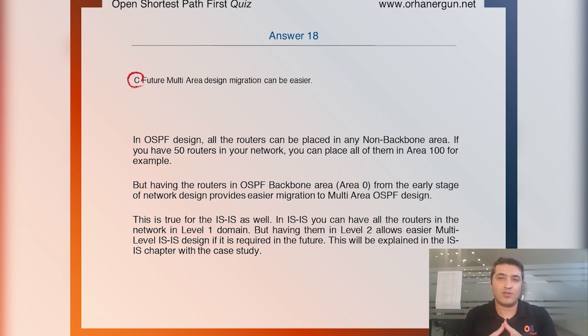And don't touch core routers anyway, okay? The blast radius will be huge, which means if one router fails, if it's an SP network, let's say, millions of customers might be affected, depending on the size of the ISP anyway. So the blast radius might be huge if a core device goes down or if there is any problem. So that's why future multi-area design migration can be easier. Option C is the correct answer for this question.